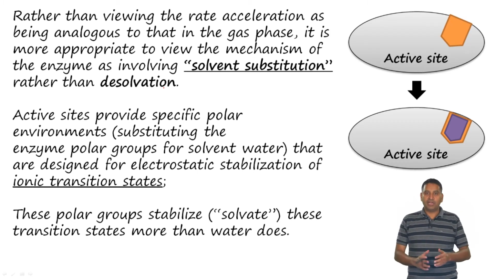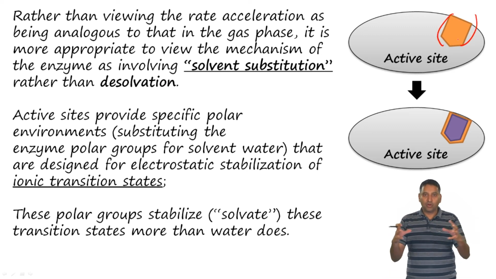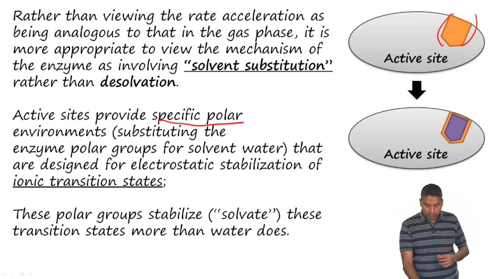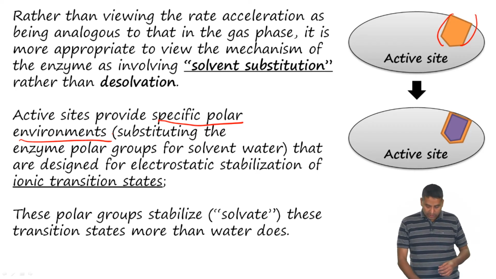When you have an active site, inside the active site there are groups that can solvate the substrate. These provide specific polar environments in the area, and so instead of thinking about a gas phase, we can think about solvent substitution, in this case substitution by a polar environment created by the active site residues. So, it is perhaps more appropriate to think about this as a solvent substitution rather than desolvation.